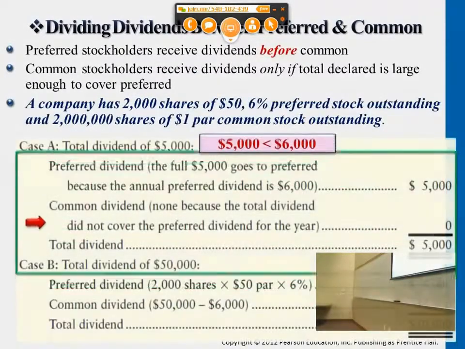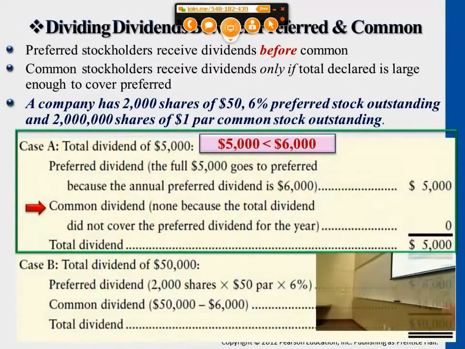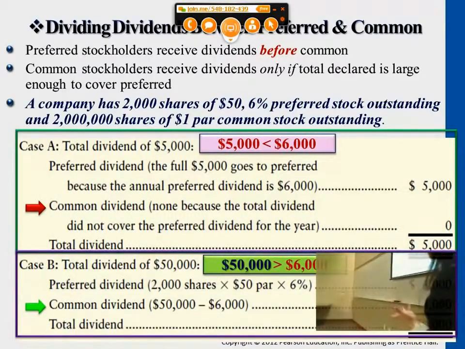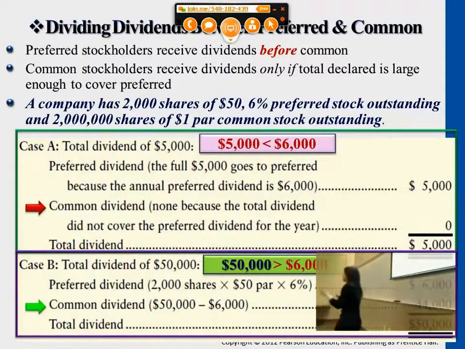Okay, now another thing for dividing dividends between preferred and common, here are two examples. Okay, it looks very complicated, but really it's very simple. So in the first example, the company declares $5,000 of dividends. In the second example, they declare $50,000 of dividends. So these are two cases, $5,000 dividends, $50,000 dividends. Sometimes common shareholders will receive nothing. That's the first case. Or just receive a little bit.